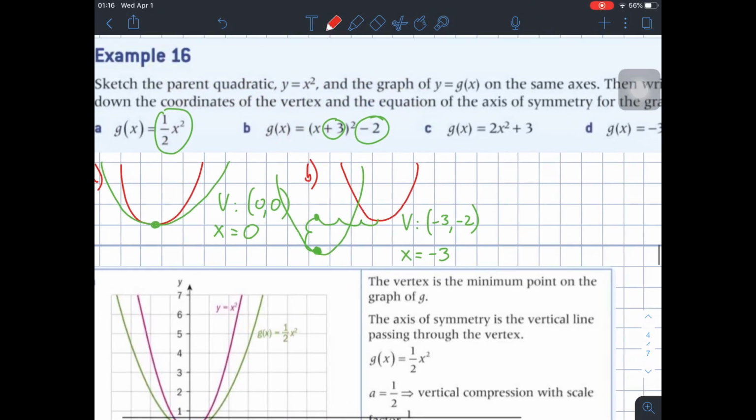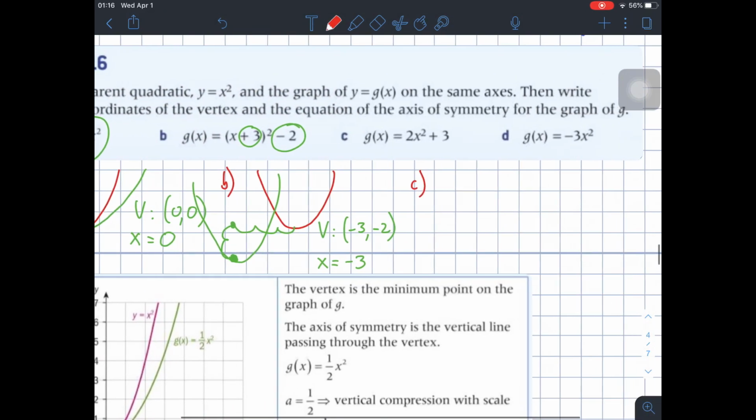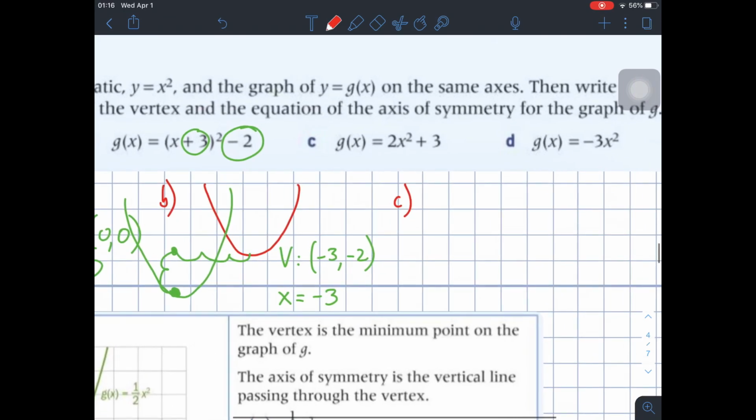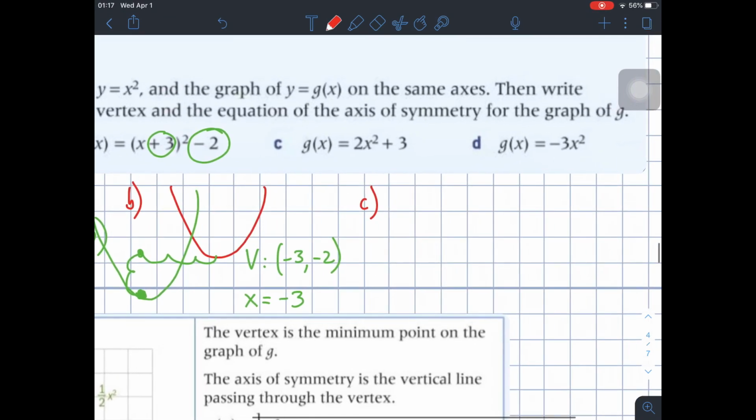Okay? So let's see part C. Part C says g of x equals 2x squared plus 3. What can we see here? First of all, there is a value of a, which is 2. That means that there is a vertical stretch. And as 2 is positive, the parabola will still have the same direction, meaning that it will be a happy face as the parent function, right?